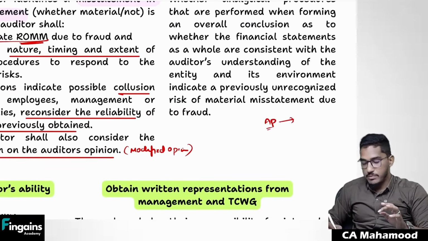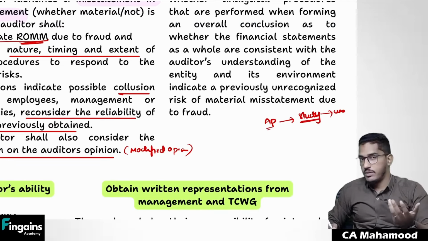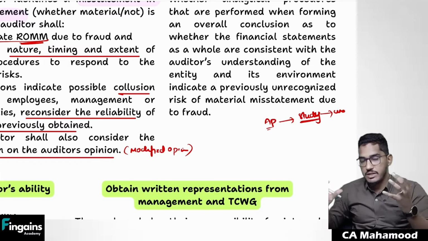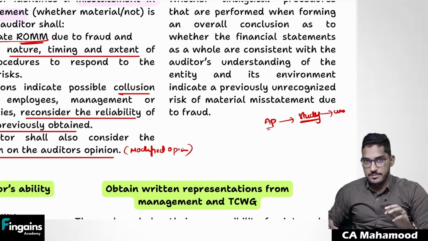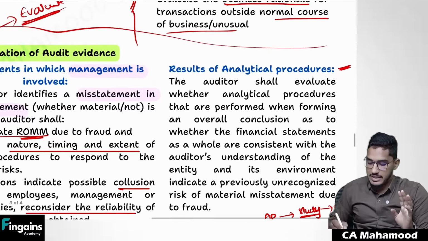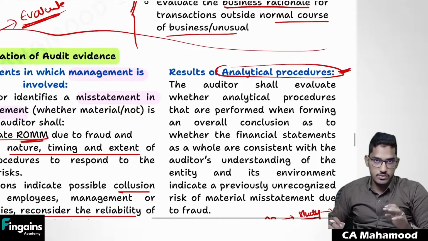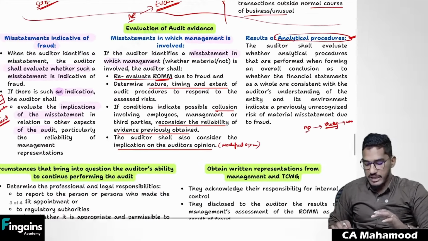Try to perform analytical procedures, try to study the relationship, try to compare the results of analytical procedures with the understanding whatever you have obtained. If you find any huge deviation, try to analyze that also. Clear? Basically, they're asking you to perform analytical procedures also. So this is how you need to evaluate evidence.